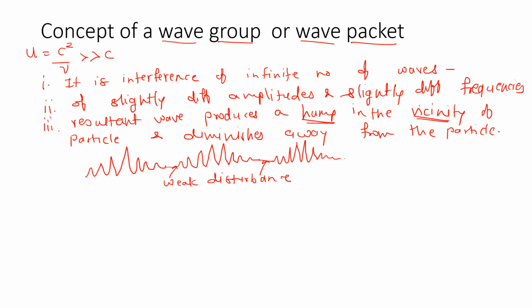When the number of interfering waves goes on increasing, say here 6 to 7 waves we have shown, this weak region becomes wider and wider. The separation between the wave groups becomes wider and wider. And finally, when the number of waves becomes infinite, the resultant wave is a single hump.